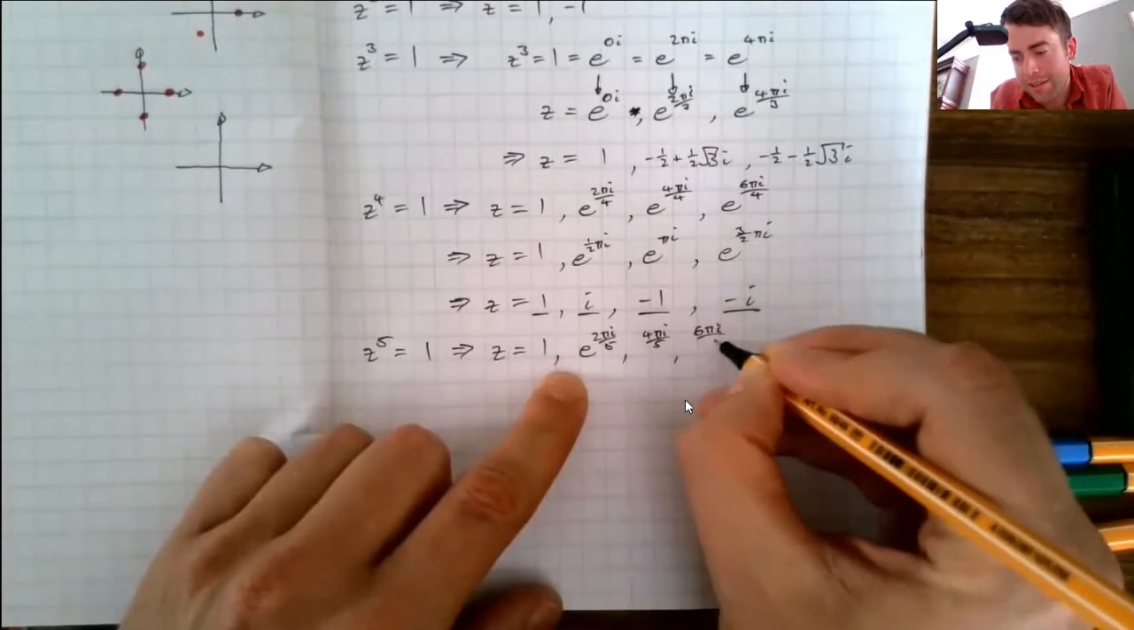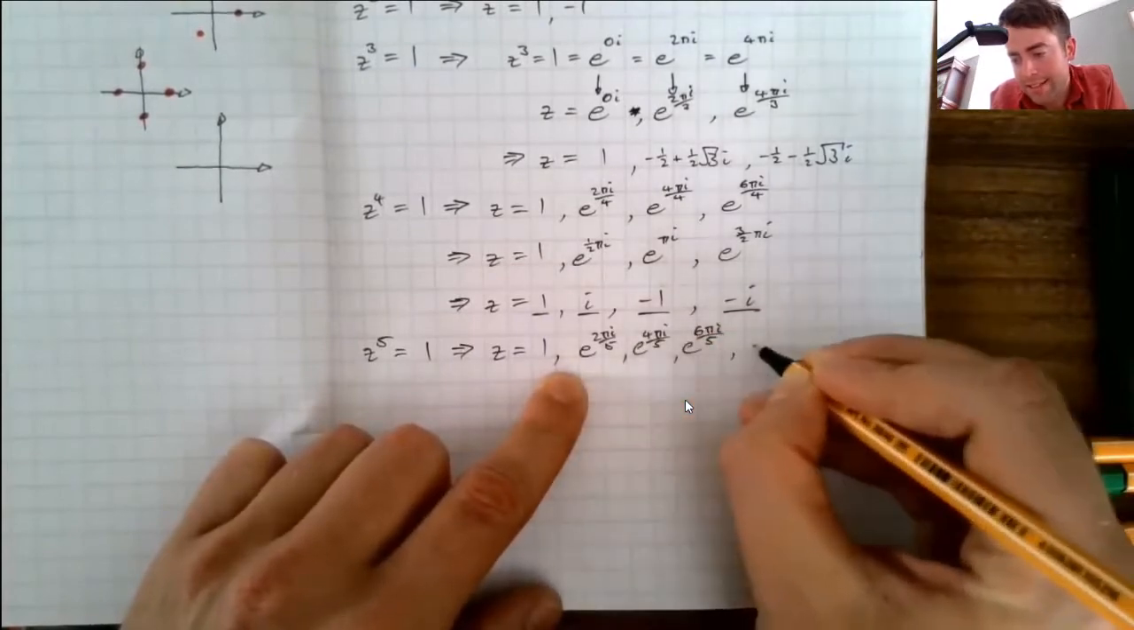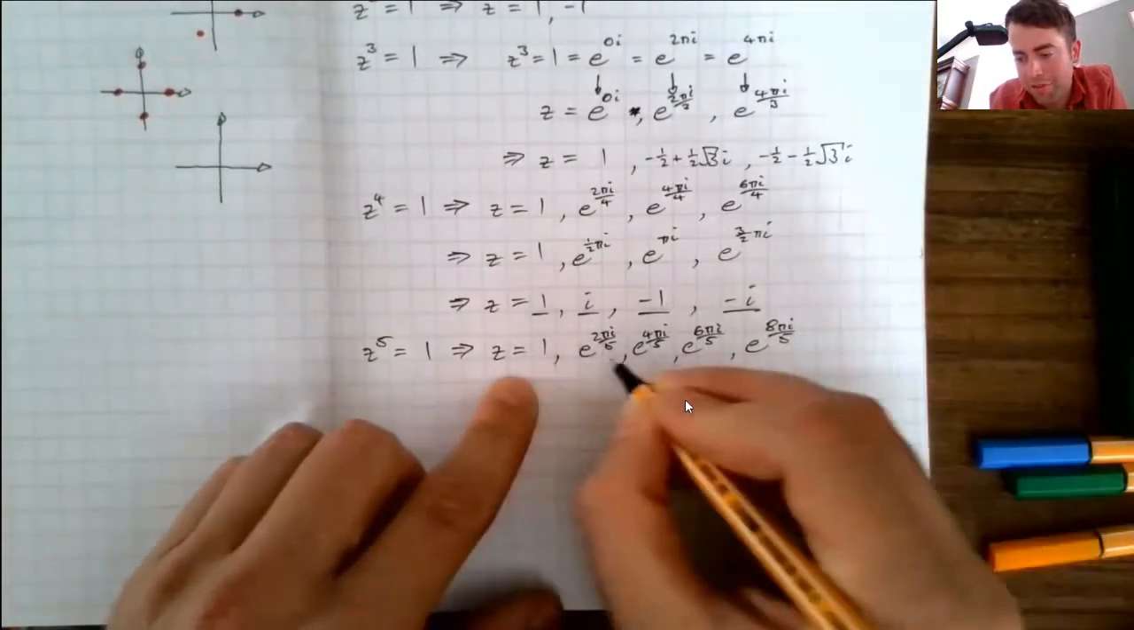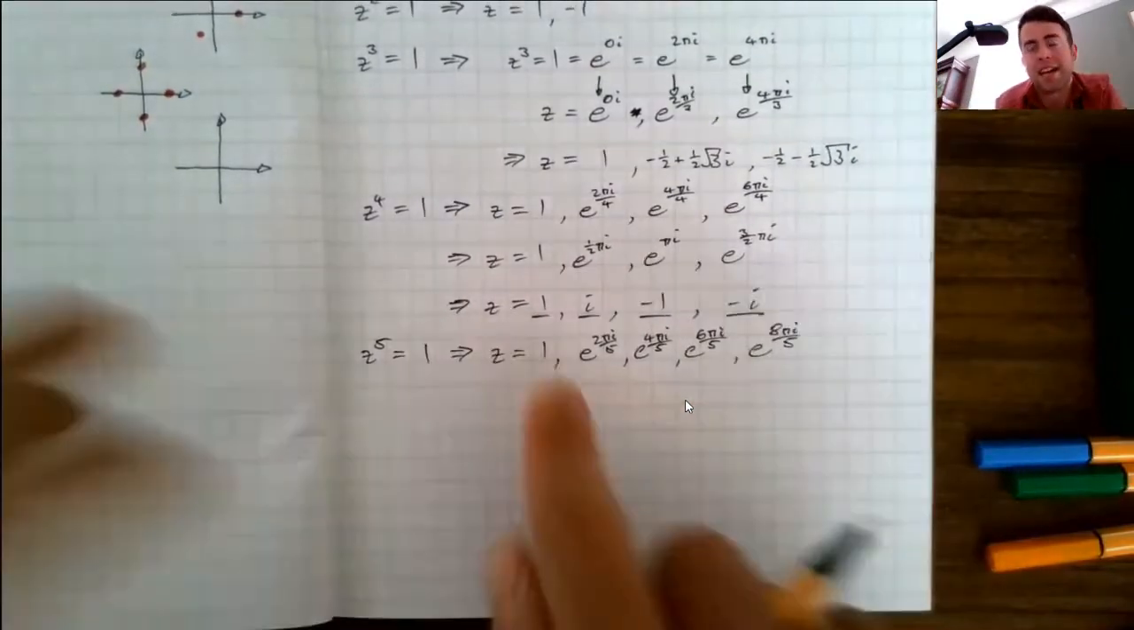6 pi i over 5 and 8 pi i over 5. We've got 5 of them. The next one would be 10 pi i over 5, which would just be the same as that.